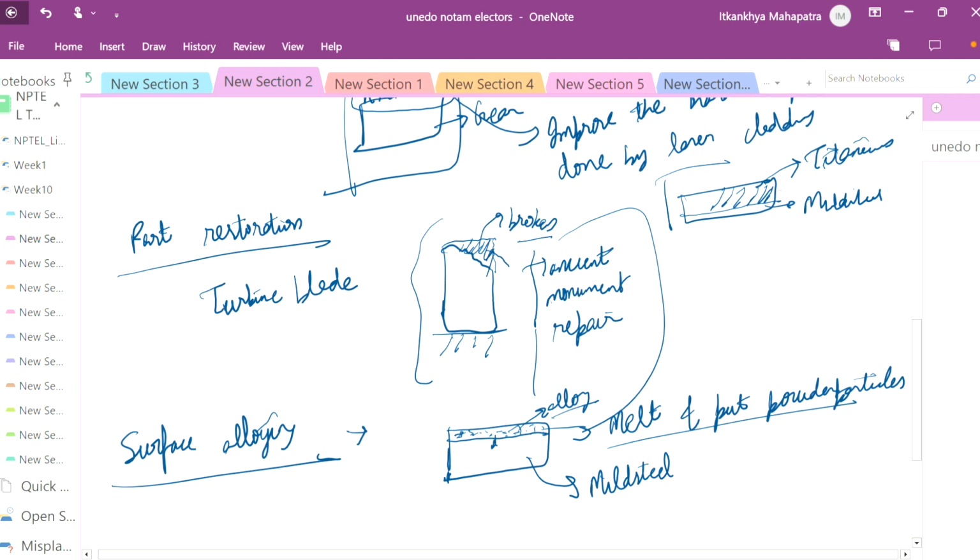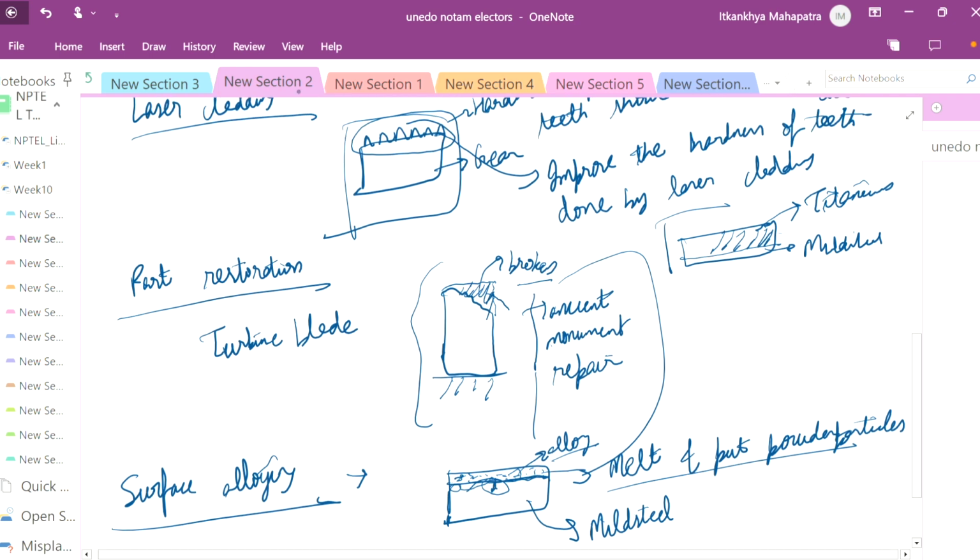Because we see here, we are melting and putting the powder particles, so a compound is formed. So this interface is not visible. Okay, but here we are not melting it. We are just putting it as it is.